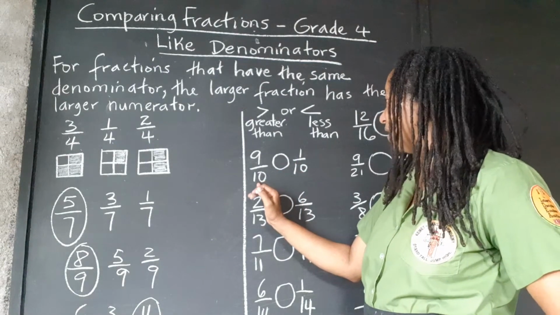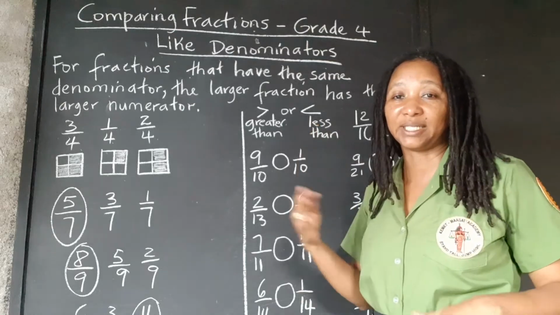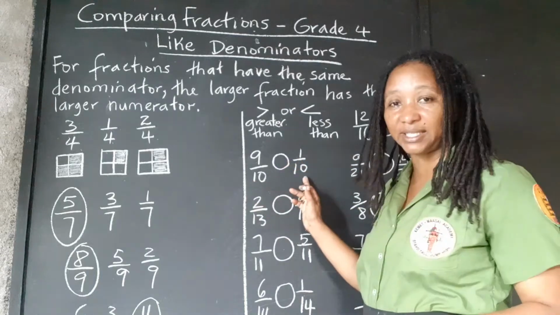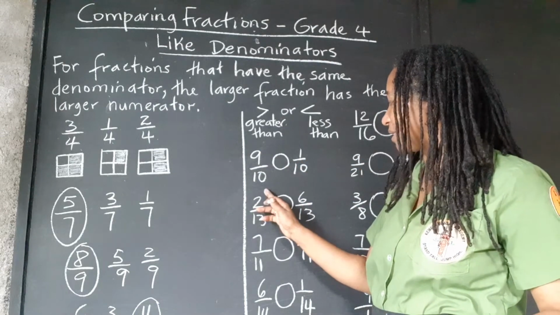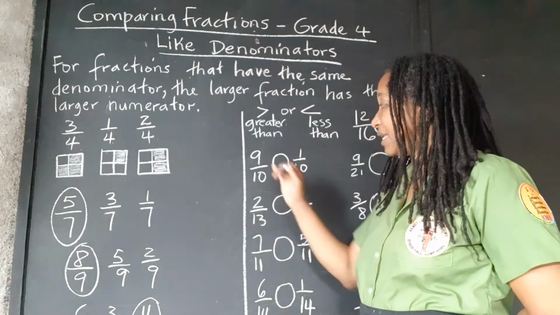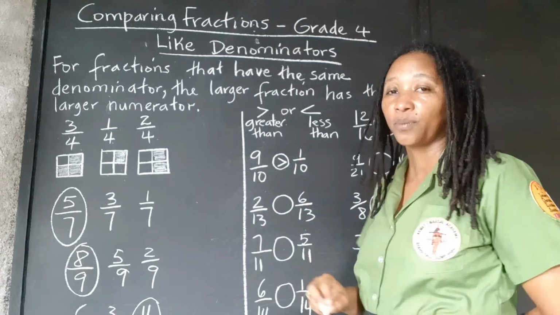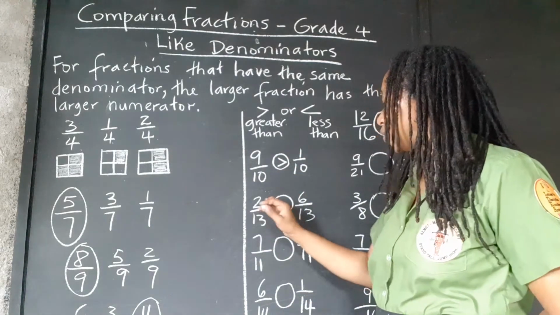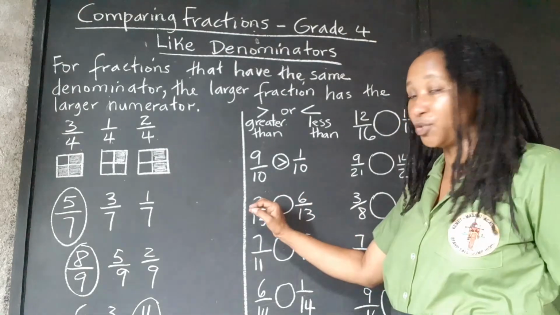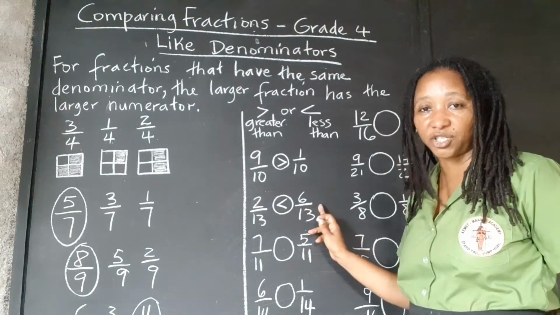If the one to the left is smaller, we're going to put the less than sign to say that it is smaller than the fraction to the right. So this is on the left, this is on the right. 9/10, and we're comparing it with 1/10. Clearly the 9 is bigger than 1, so 9/10 is greater than 1/10. 2/13, 6/13. 6 is bigger than 2, so this one is less than this fraction.